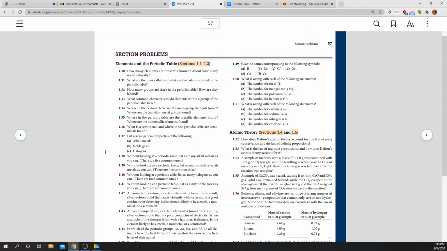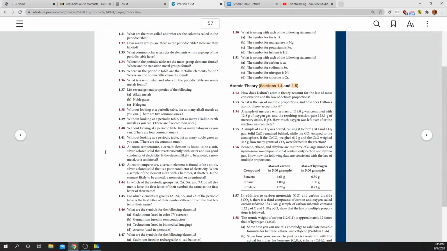Okay. 42. At room temperature, a certain element is found to be a shiny, silver-colored solid that is a poor conductor of electricity. When a sample of the element is hit with a hammer, it shatters. Is it likely to be a metal, a non-metal, or a semi-metal? All right. Well, oh no, that's problem 43. 42. It's a soft, silver-colored solid that reacts violently with water and is a good conductor of electricity. Is it likely to be a metal, a non-metal, or a semi-metal?